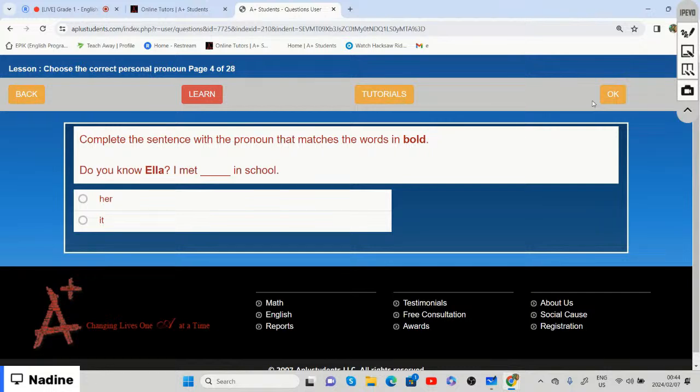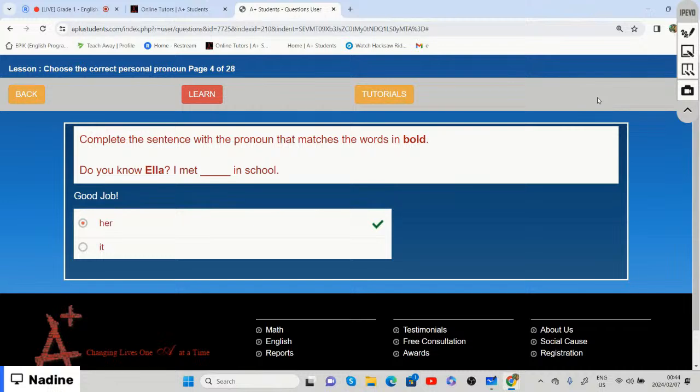And then we have, do you know Ella? Do we say, I met her in school or I met she in school? So, do you know Ella? And we can say, I met her in school. And her is correct.